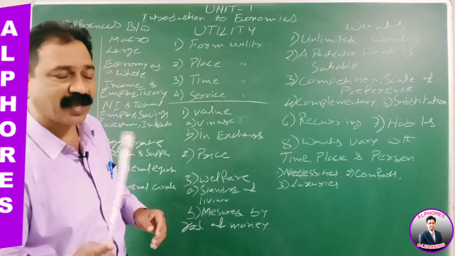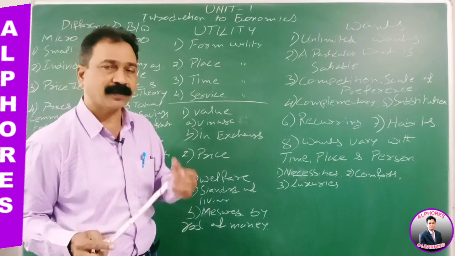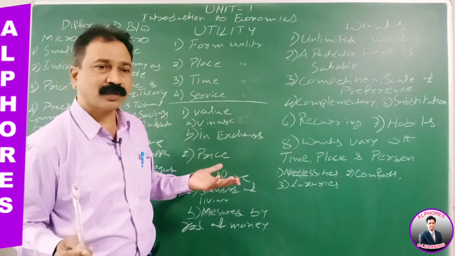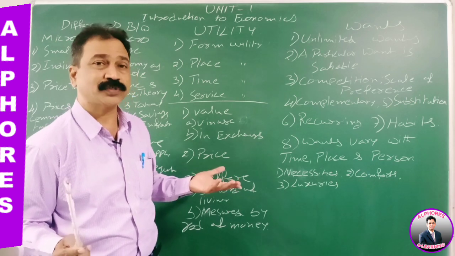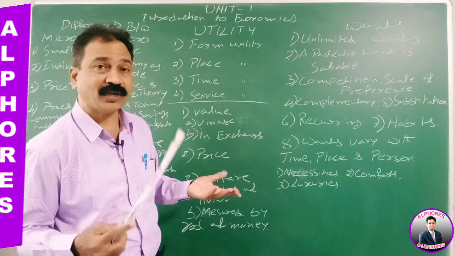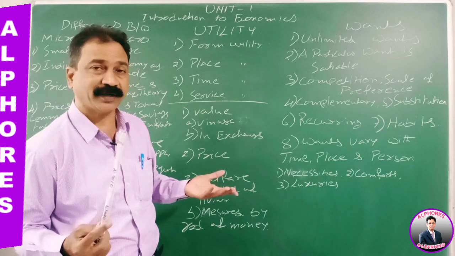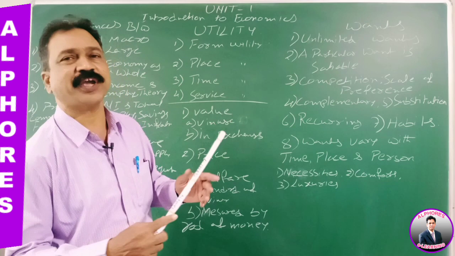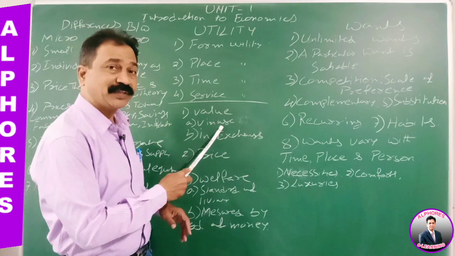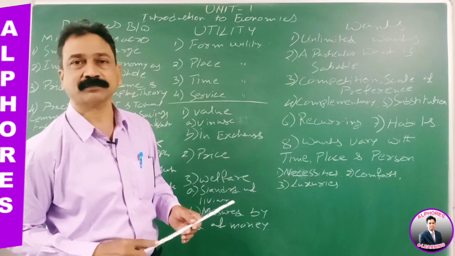Now we will see value in use. Some commodities have value in use, like breathing air, all free goods have value in use. Water, value in use. Sunlight, value in use. But they do not have any value in exchange. Some commodities don't have value in use, but they have value in exchange.